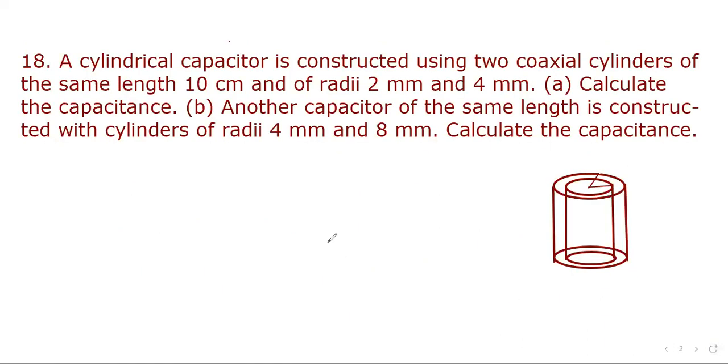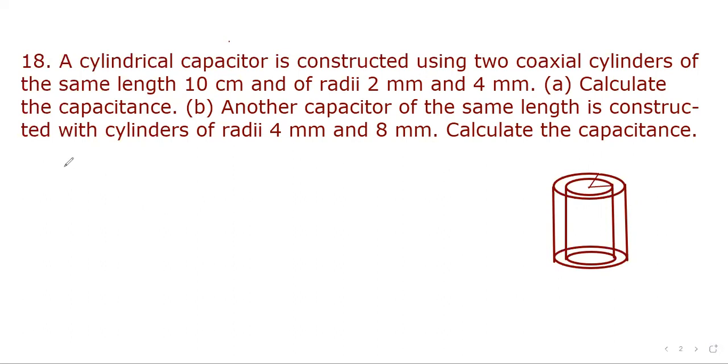Consider the next question. A cylindrical capacitor is constructed using 2 coaxial cylinders of the same length 10 cm and of radii 2 mm and 4 mm. Calculate the capacitance. Another capacitor of the same length is constructed with cylinders of radii 4 mm and 8 mm. Calculate the capacitance.